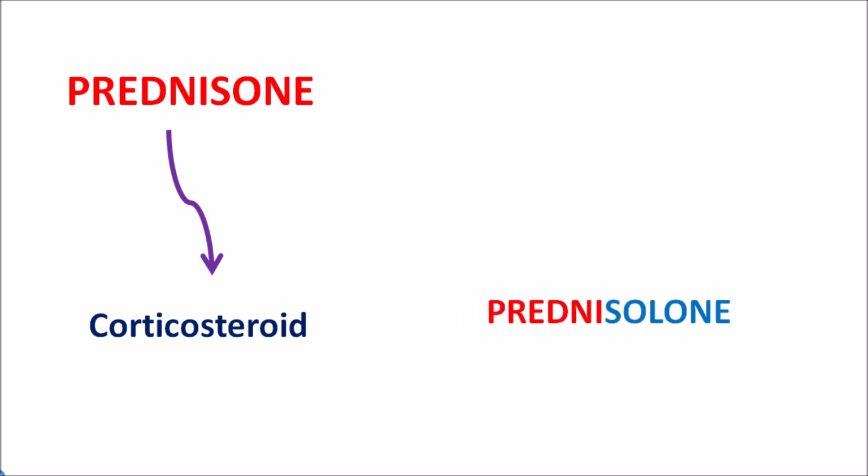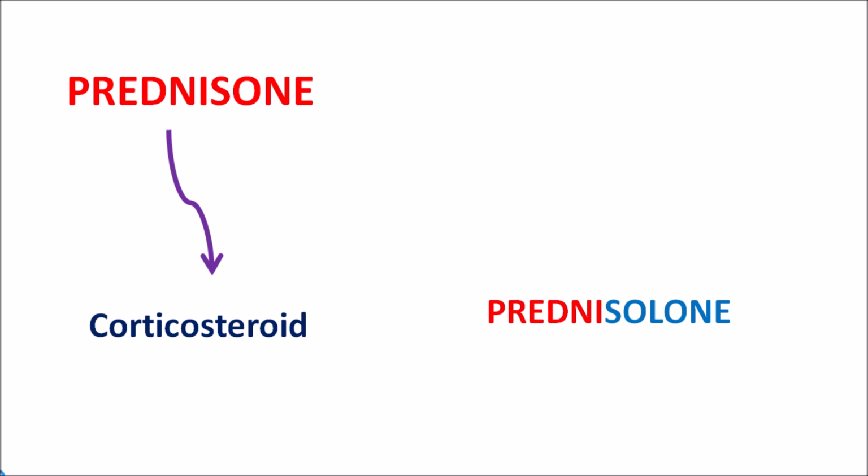What is this drug prednisone? Prednisone is one of the corticosteroids. With the suffix "-one" we can identify this drug is a corticosteroid. But we have another drug, prednisolone, which has the suffix "-solone", which is a related corticosteroid.